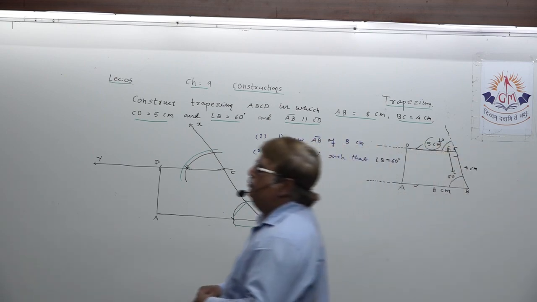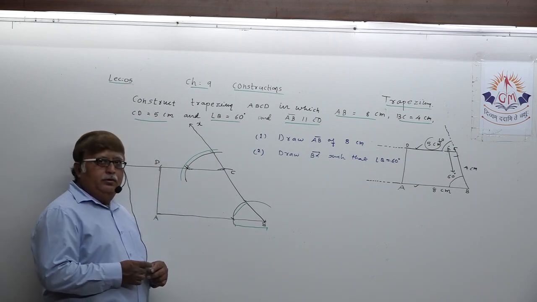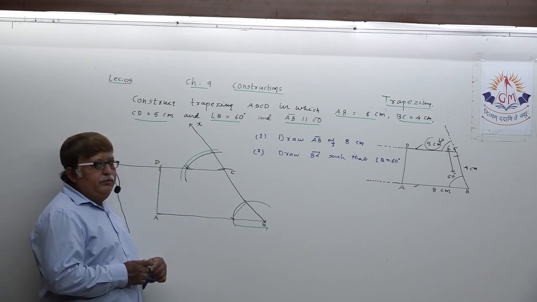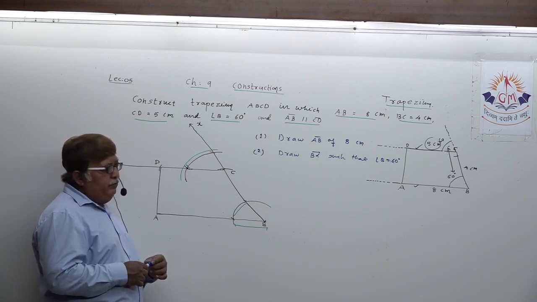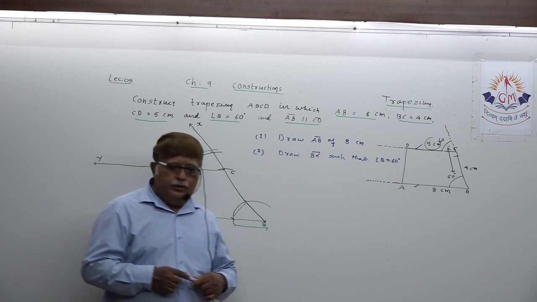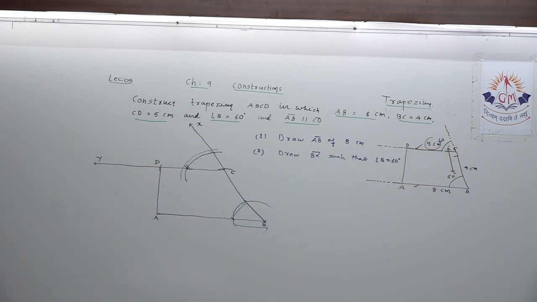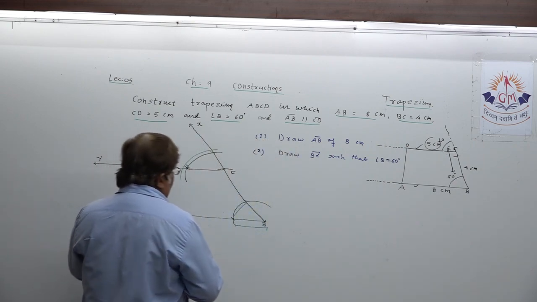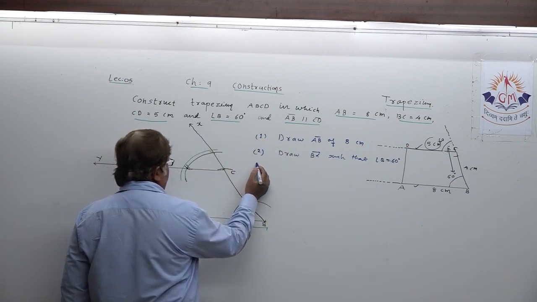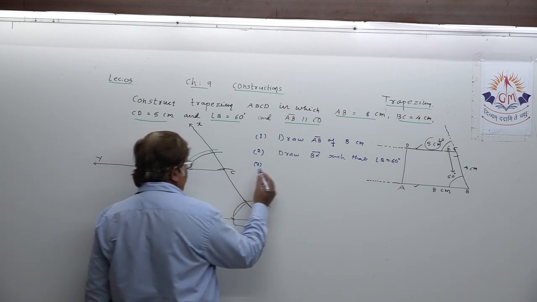First, AB of 8 centimeter. Draw ray BX such that angle B equals 60 degree. That's the second one. Now, the third step is very important.